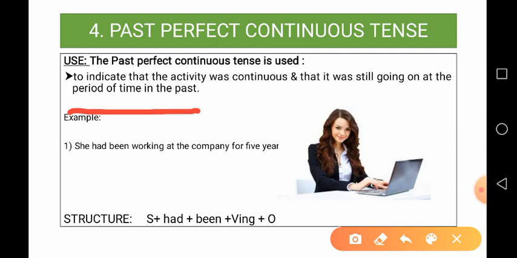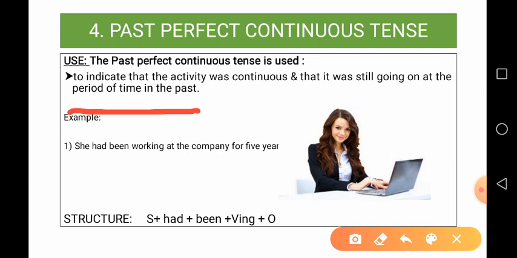We have studied already the present perfect continuous tense. The difference between present perfect continuous tense and past perfect continuous tense is that if something is going on for a long time in the present, we use present perfect continuous tense. And if something was going on for long time in the past for a certain period, we use past perfect continuous tense. Did you get that? Okay.